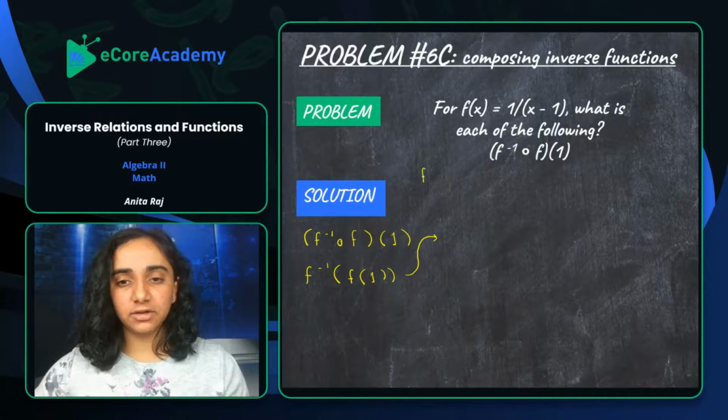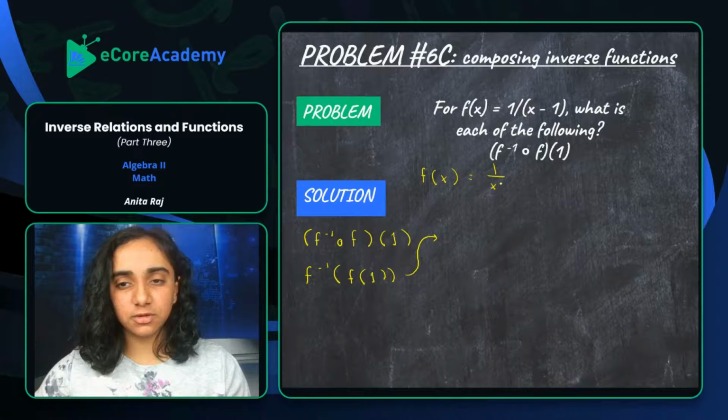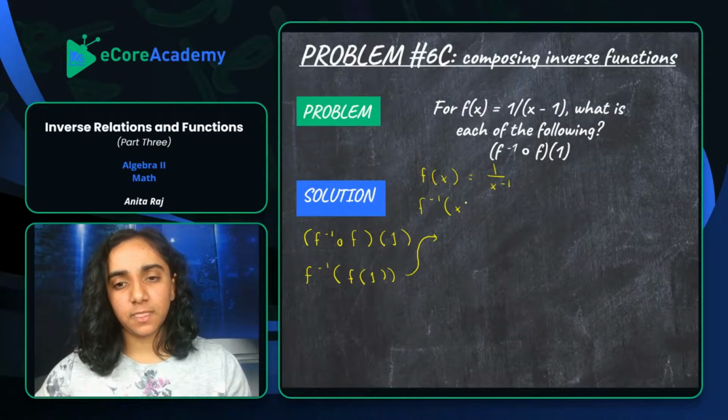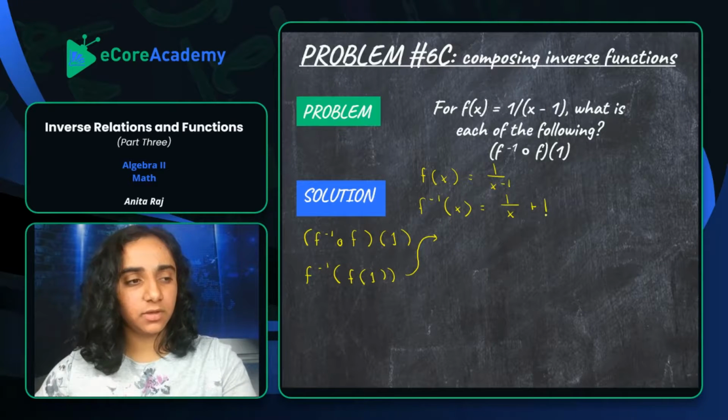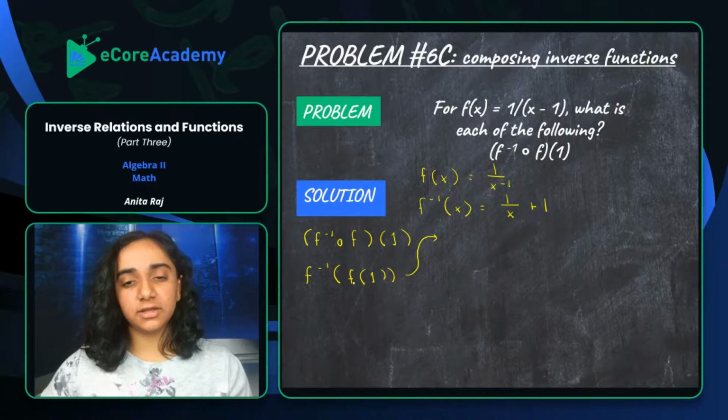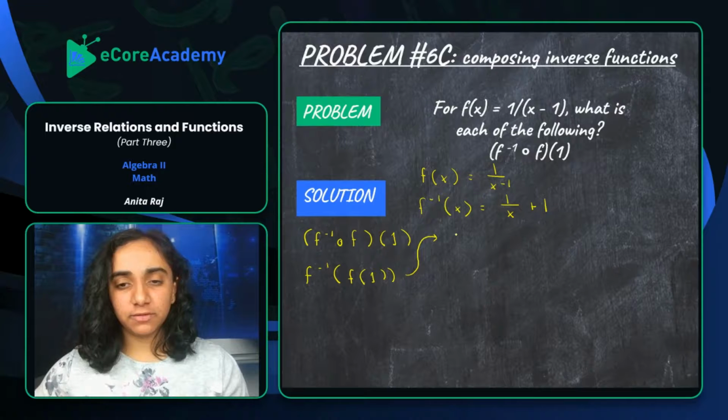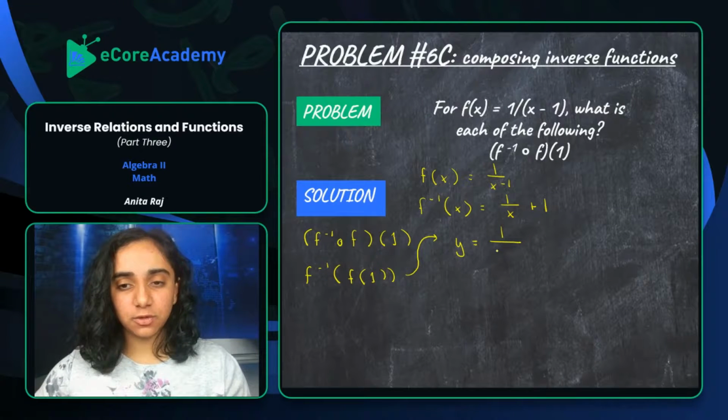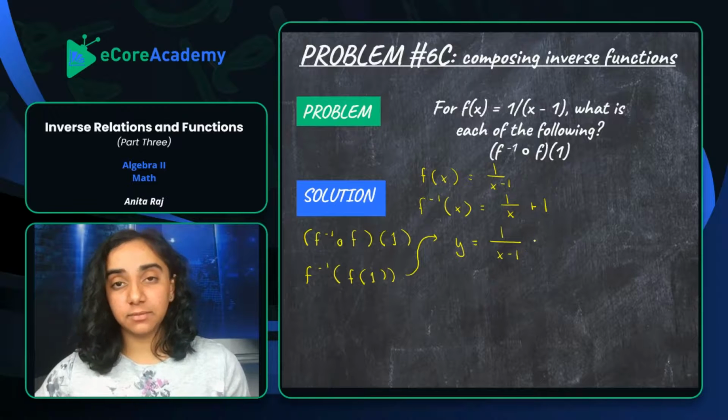Again, I just want to remind you, f of x is equal to 1 over x minus 1, and f inverse is equal to 1 over x plus 1. Yeah, I'm just checking to make sure. Okay, yeah, that's correct. So the first thing we want to do is plug 1 into f. So again, we're going to write f of x as y. y is equal to 1 over x minus 1. We're going to plug 1 in for x because that's the input we've been given.